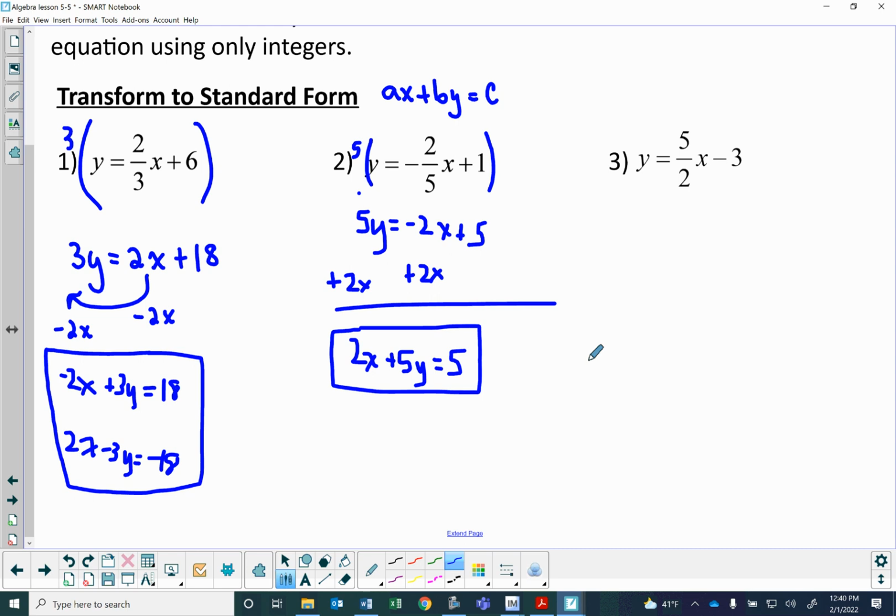Number 3, I would like you to try on your own, see if you can get that correct. So please try number 3 on your very own. Make sure you do your best to try it. I will look at it in class and see how well you did. All right.